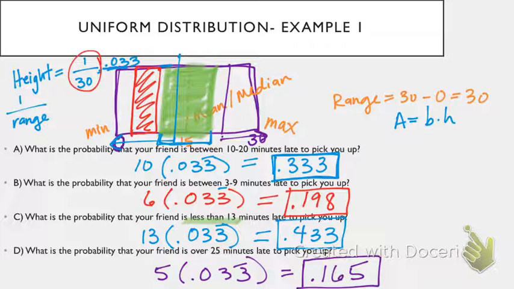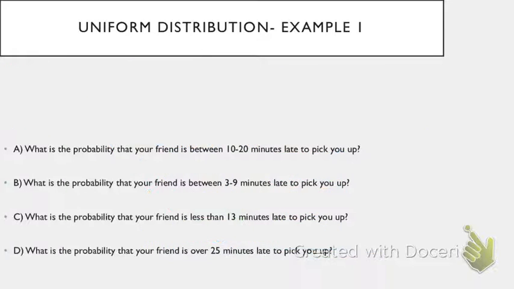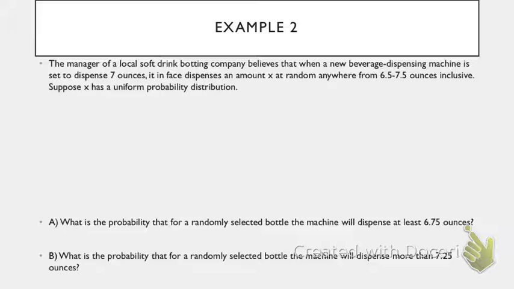So the whole point of this is to find the area under the curve. That's essentially all that probability is, area under the curve. And in this case, when you have a big rectangle, the area under the curve is just base times height. So I want you guys to try example 2. You're going to have to draw the rectangle. I want you to label the minimum, the maximum, and the height. So those are the 3 things that you need. And then answer parts A and B.